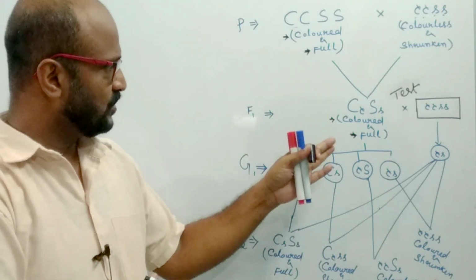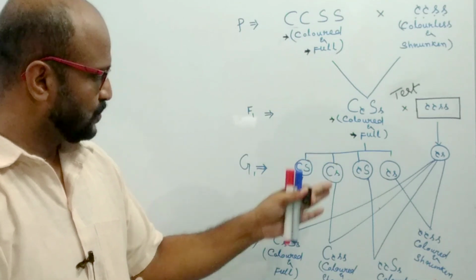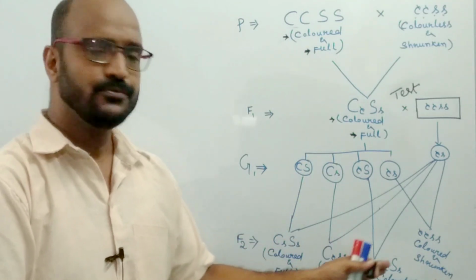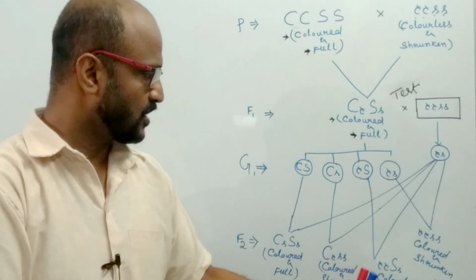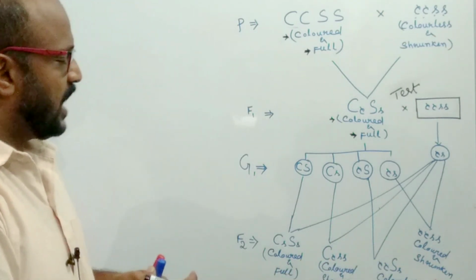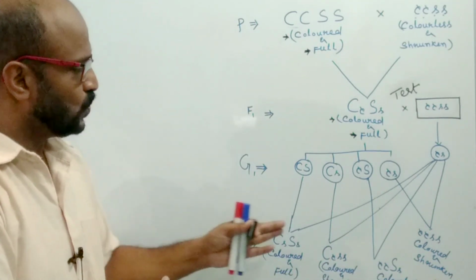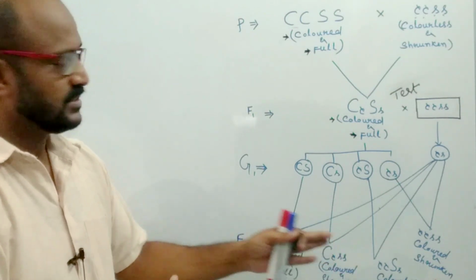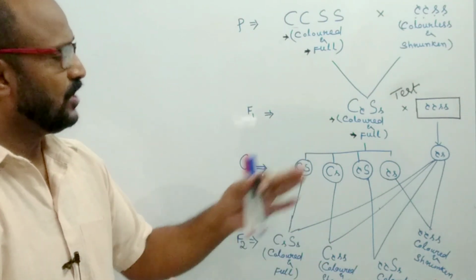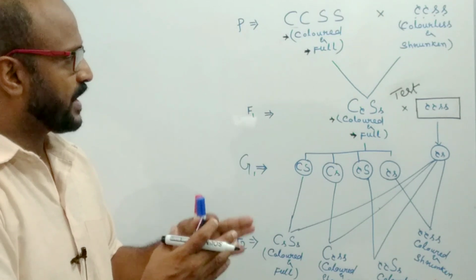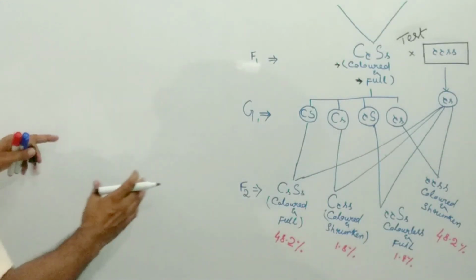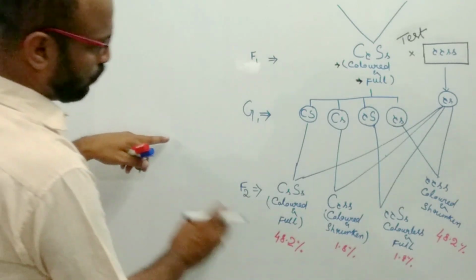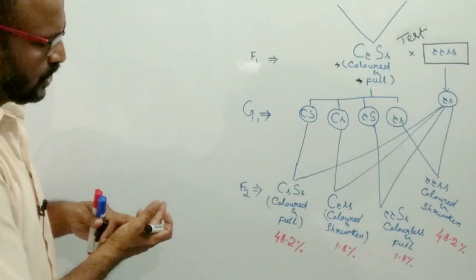The result of the dihybrid cross will be four types of phenotypes, and the ratio will be 1:1:1:1. This is our expectation of the dihybrid test cross. But Hutchinson got the parental combinations more numerous than the non-parental combinations.